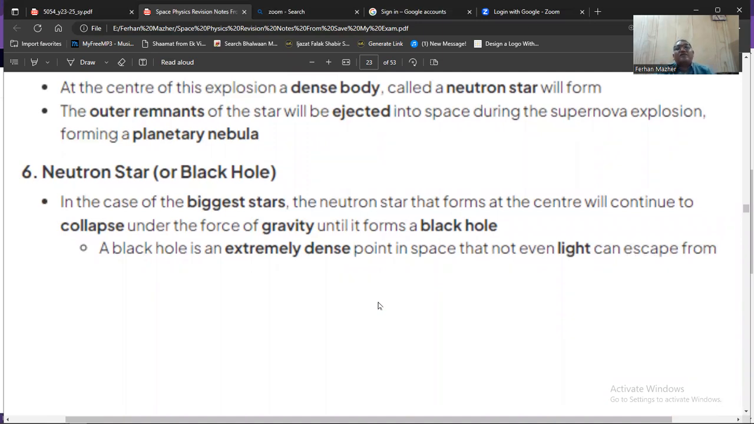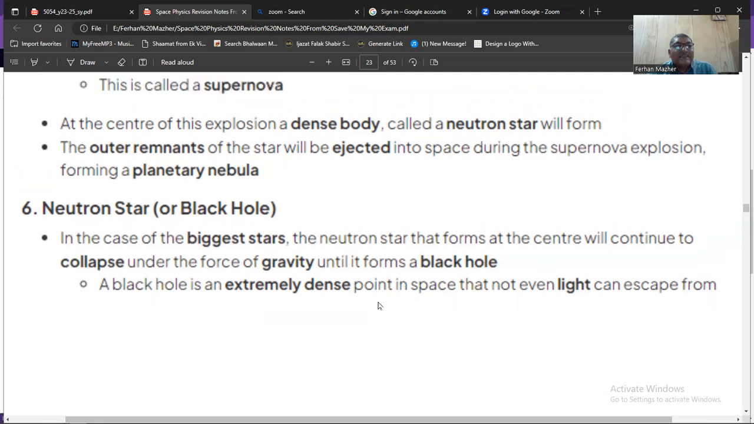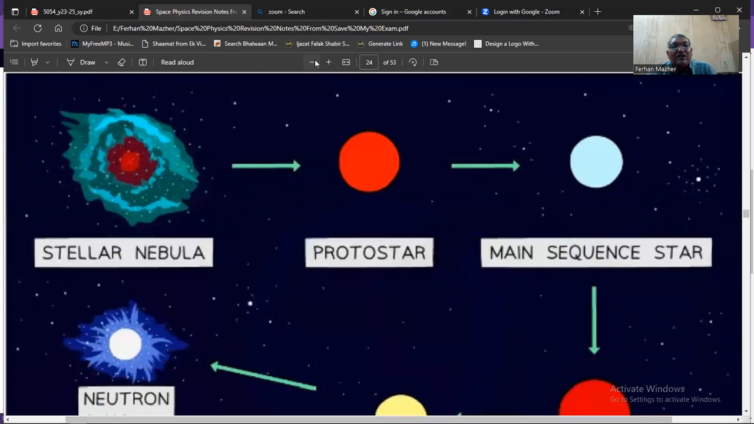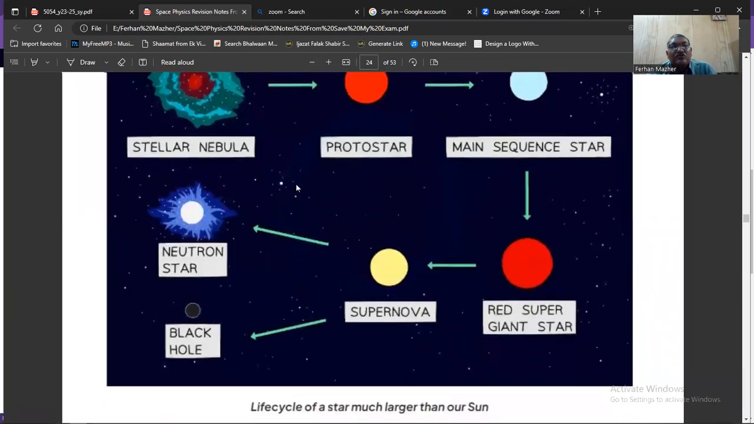In the case of the biggest stars, the neutron star that forms at the center will continue to collapse under the force of gravity until it forms a black hole. A black hole is an extremely dense point in space that not even light can escape from. So these are the life cycle, the six stages, of the very big stars. So let me show you.